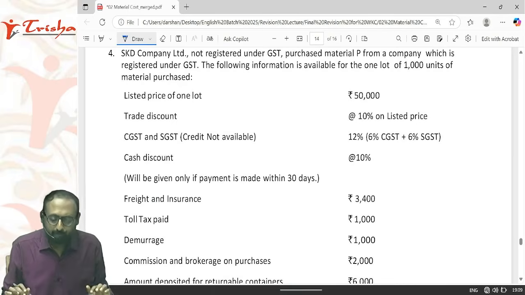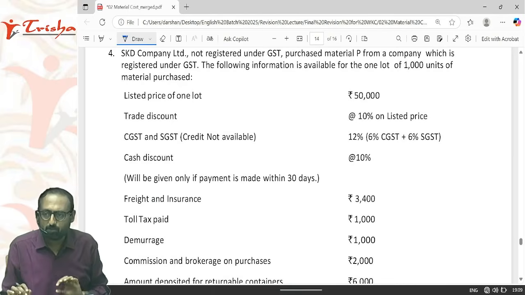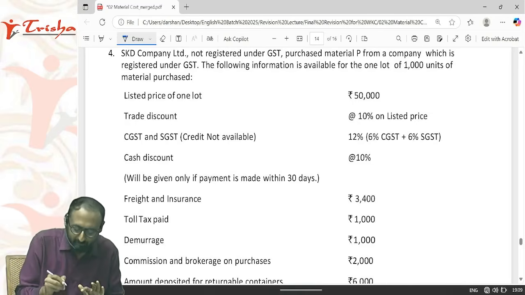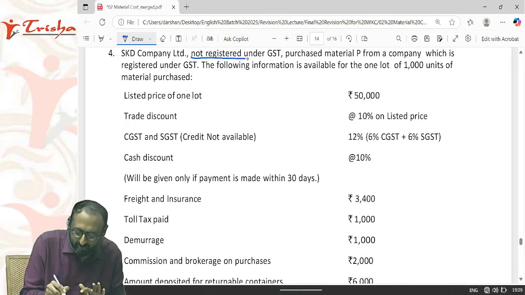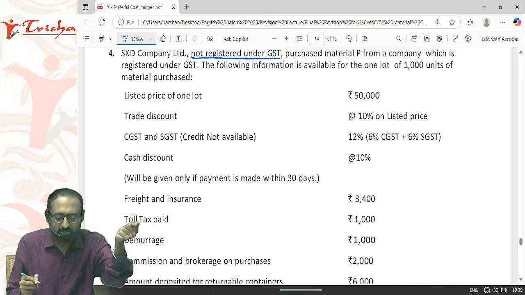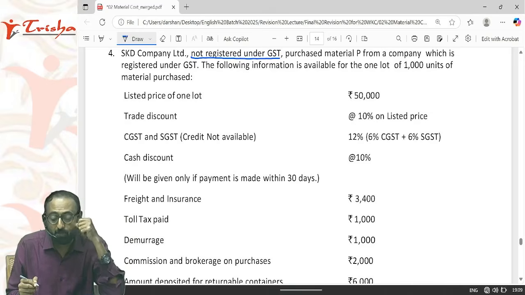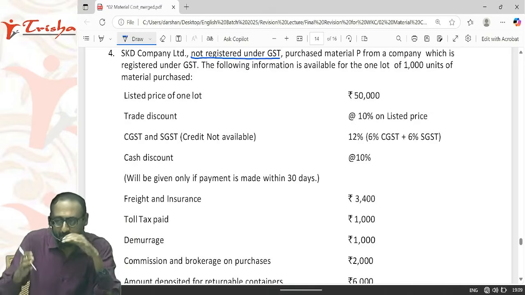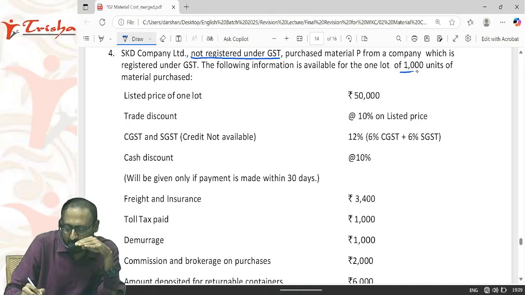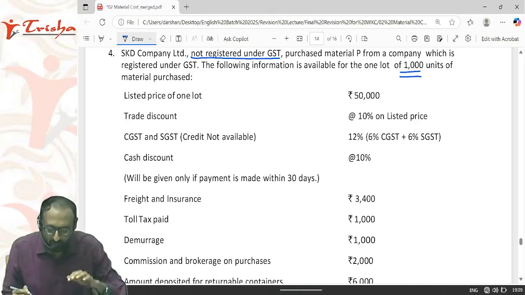Yes, Prabhu. Everyone please solve this question very quickly. SKD company is not registered under GST. Tell me, credit available or credit not available? If credit is not available, then what will you do? You will add that. How much quantity was purchased by you? Is it 1000? Okay, sir.